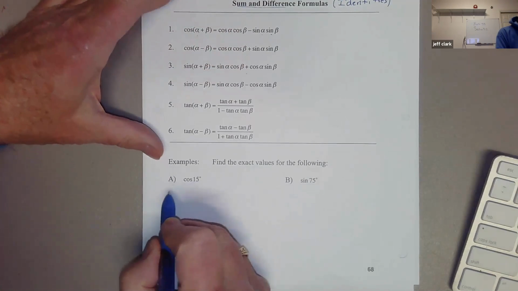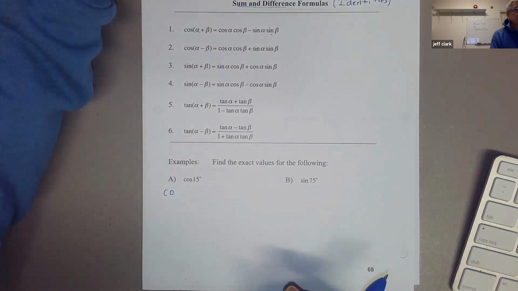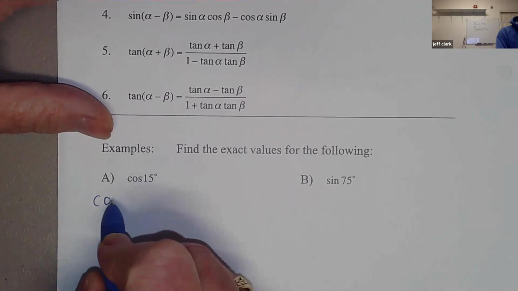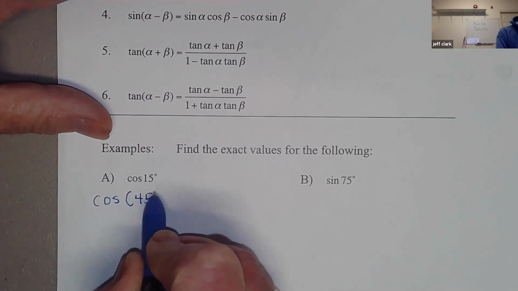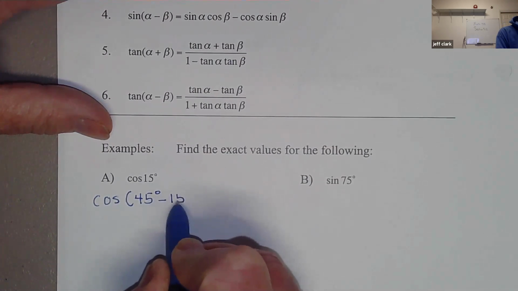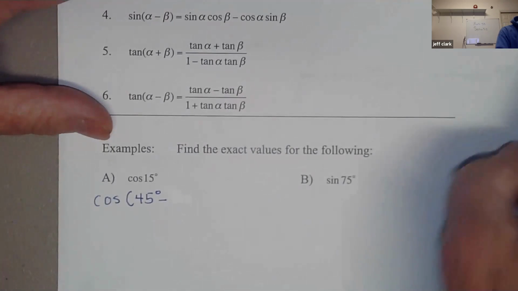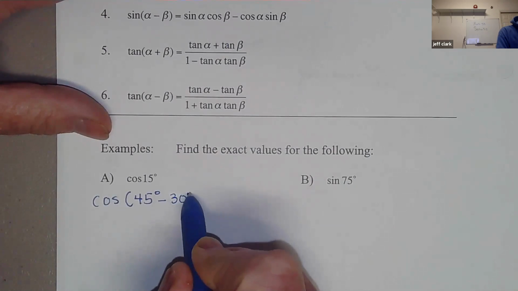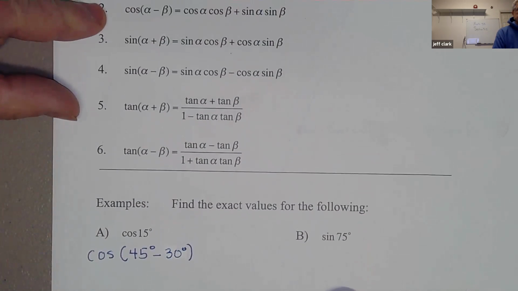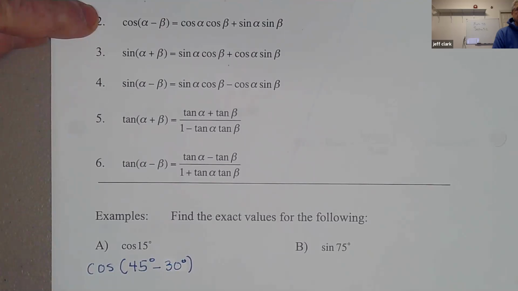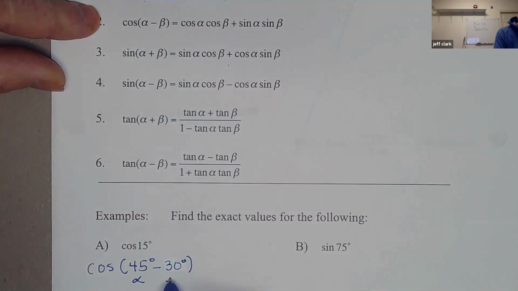So how we're going to do this is, I'll zoom in so you can see this. We're going to go cosine. So instead of 15, we're going to go 45 subtract 30 degrees. 15's not on the wheel, 30 was. So that gives me my 15. So when I look back up here, right here, number 2, see? Alpha, beta. This is my alpha and this is my beta.